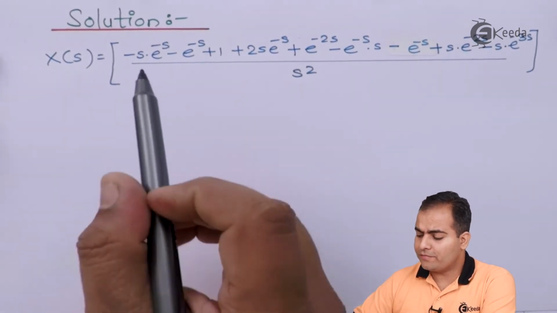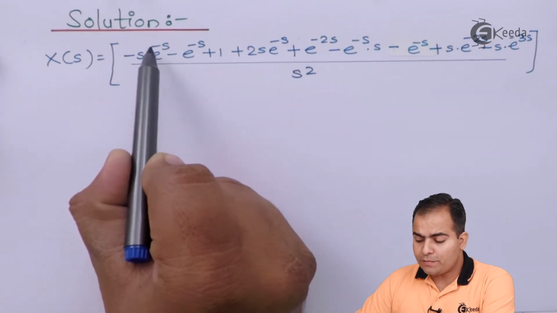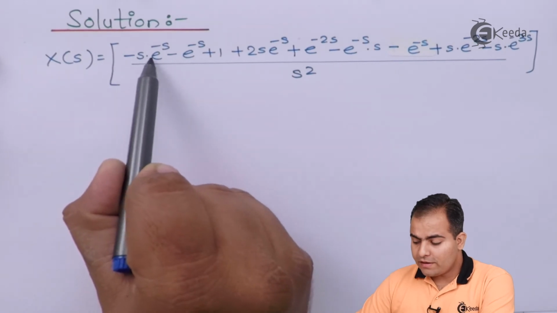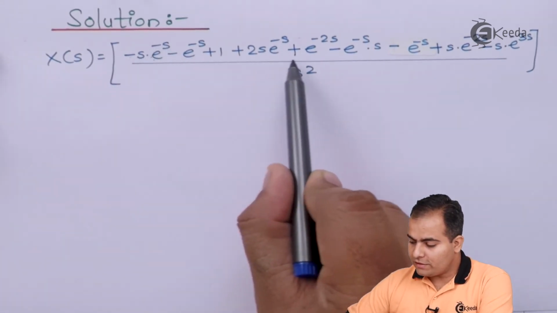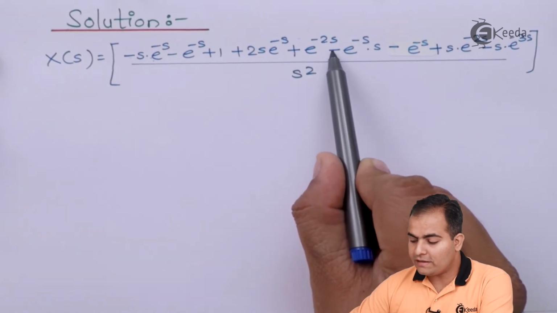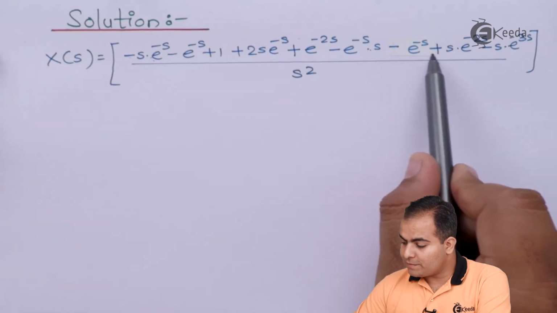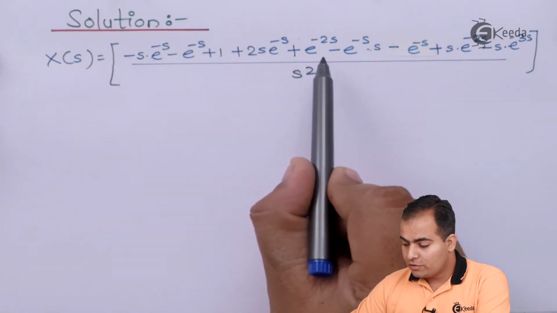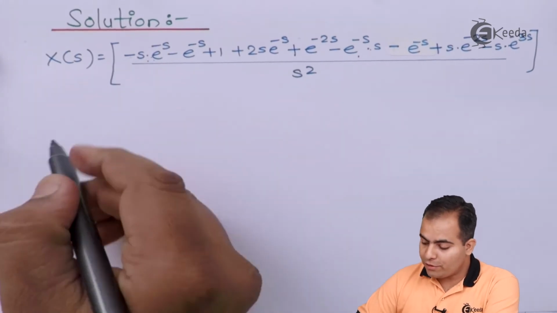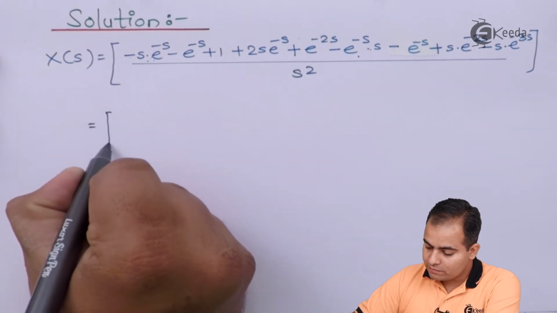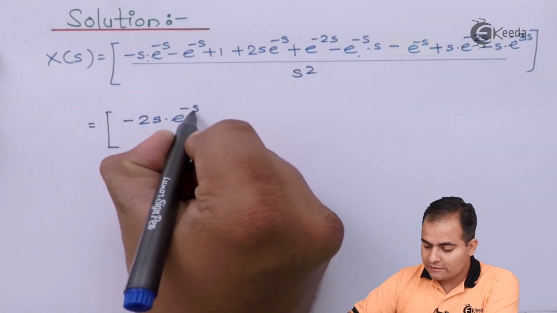So first of all, look here, we'll find out by using e to the power minus s. Here we have minus s e to the power minus s. Now in this whole part here also we have minus s e to the power minus s, and in the next part we don't have such type of terms. So how many terms do we have? This is first and this is second. So I'm going to write here minus 2s e to the power minus s.